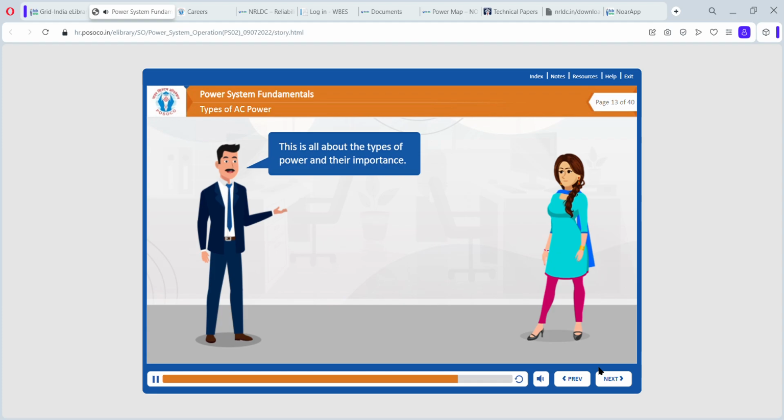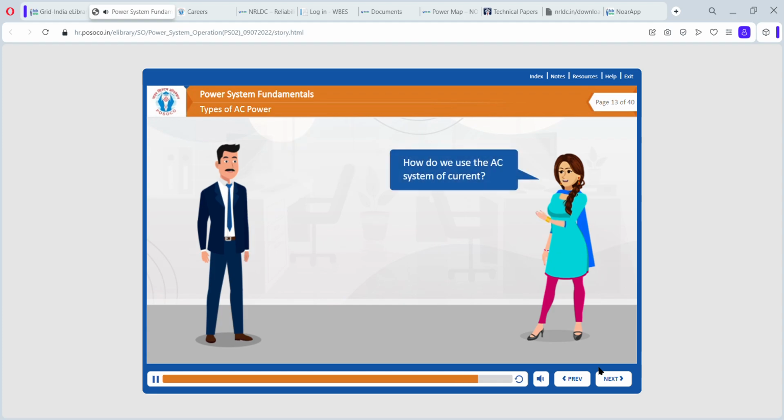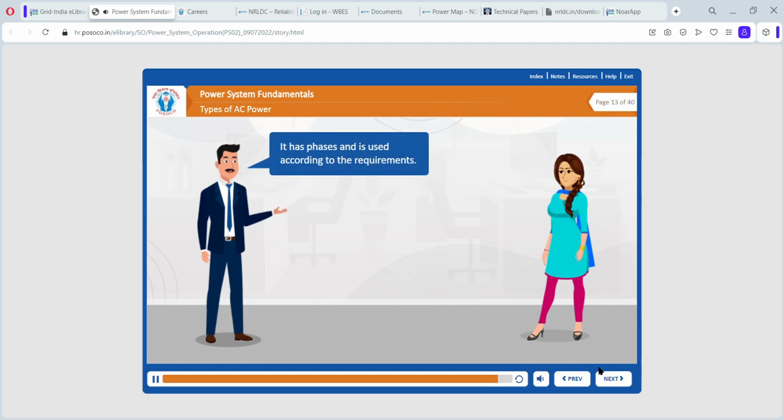This is all about the types of power and their importance. How do we use the AC system of current? It has phases and is used according to the requirements.